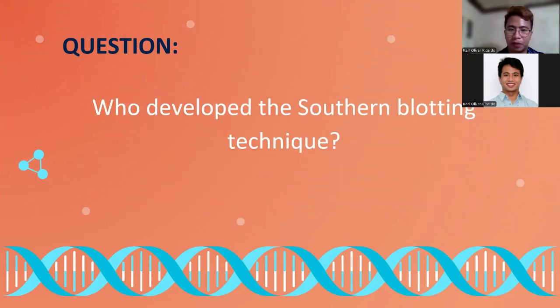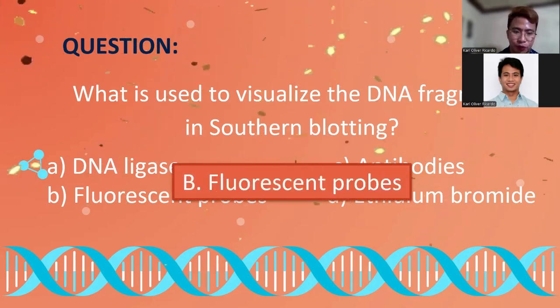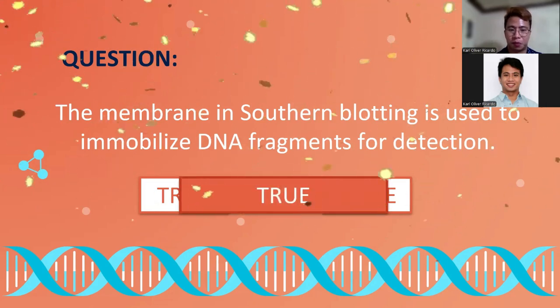Ayan. So, sino na po nag-develop ng ating Southern blotting? Southern. Ayan. So, it's Edwin Southern. And then, what is used to visualize the DNA fragment in Southern blotting? We call that as, again, yung fluorescent probes natin or yung PR2. Ayan po. And then, last question. So, the membrane in Southern blotting is used to immobilize DNA fragments for detection. Is it true or false? Ayan. So, the correct answer po here is true. Okay? It's true po. Ayan.